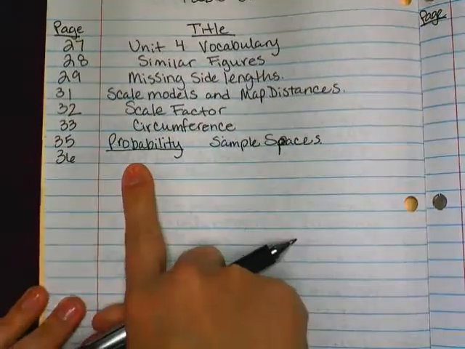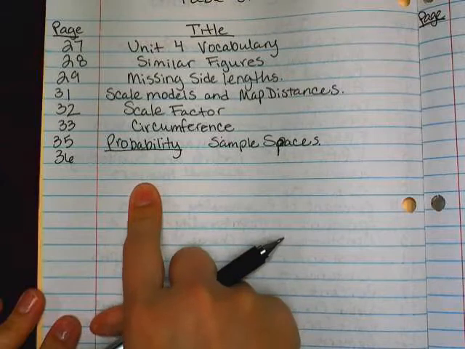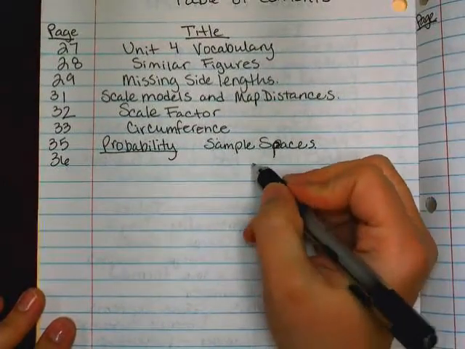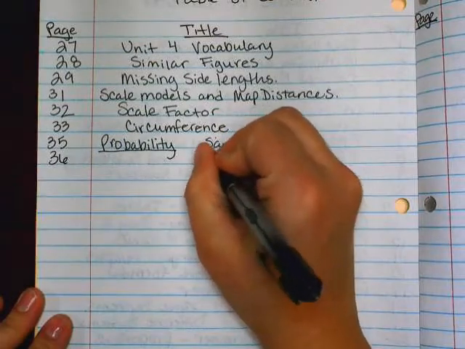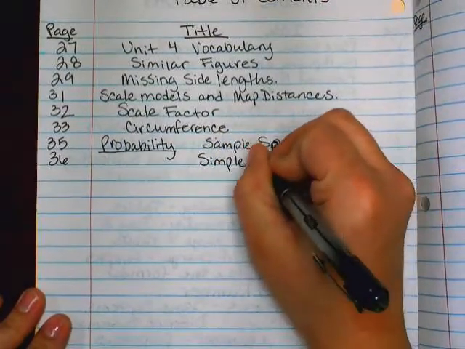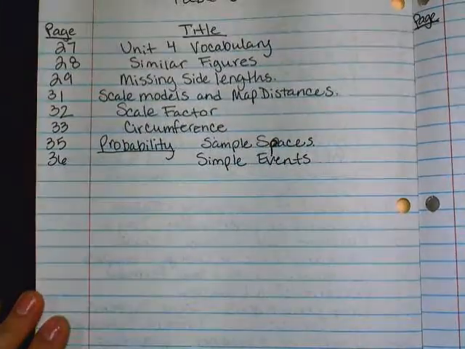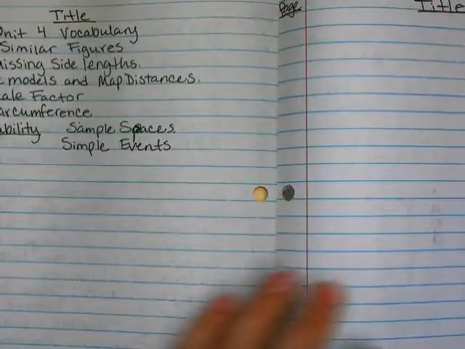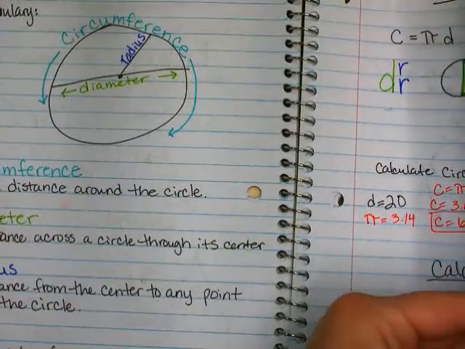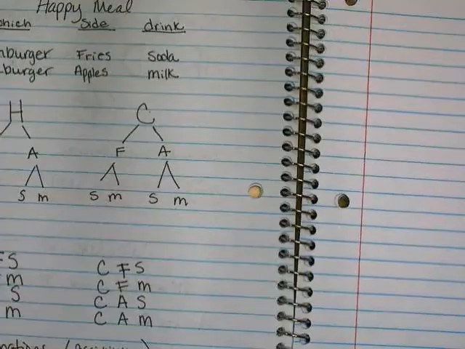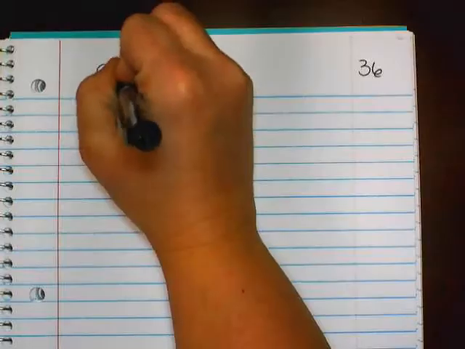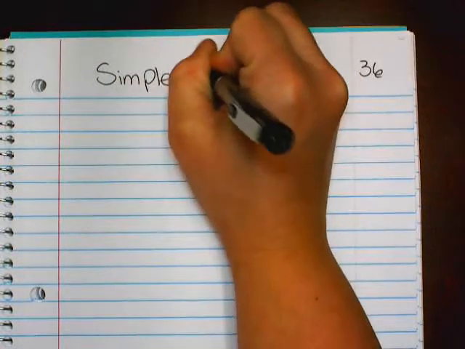Okay. We are not going to write probability again because that's just assumed that we're continuing with probability. Right below sample space, we're going to write simple events. Okay? All right, flip over to page 36. Page 36, and we're going to do simple events.